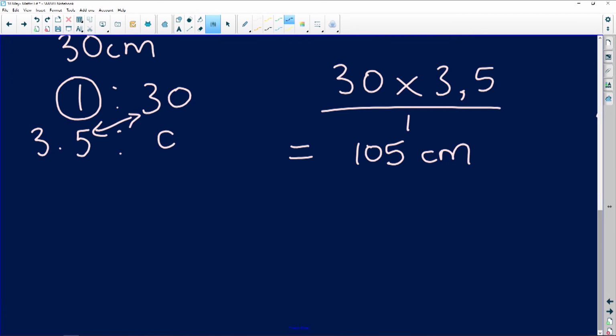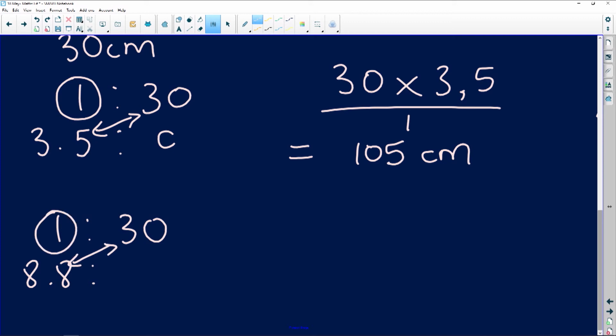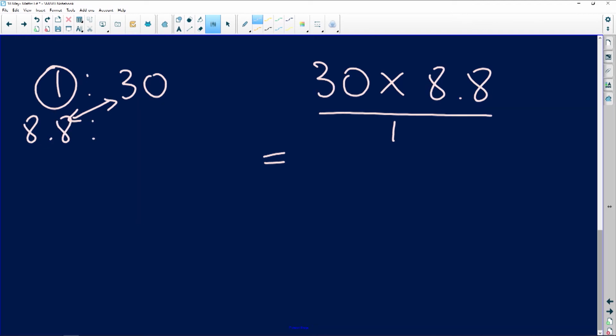So I know that my scale is 1:30 that I have measured up there, and that's what I'm using throughout. And then I said to you it's going to be 8.8 that I've measured on the map. Cross multiply, divide by that one over there. So it's going to be 30 times 8.8 divided by 1. And I'm going to go and use my calculator. Don't be scared to use your calculator, because sometimes people want to work this out in their head.